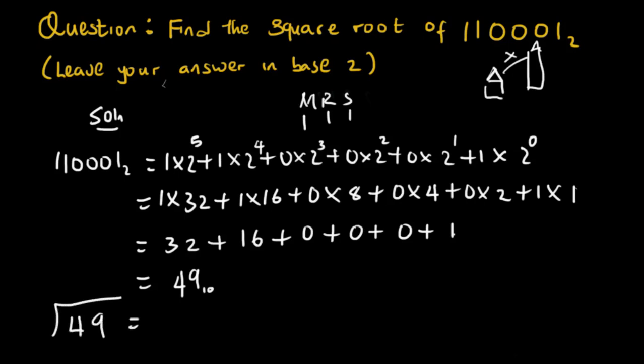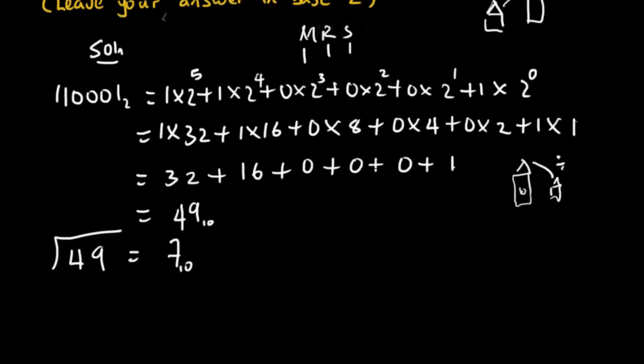The square root of 49 is 7, because 7 times 7 is 49. And also this one is in base 10. So to get our answer, we convert 7 in base 10 to base 2. Remember, we are converting from skyscraper base 10 to base 2 bungalow. So it's like a demotion, we divide. Do you understand? So let's do it somewhere here.